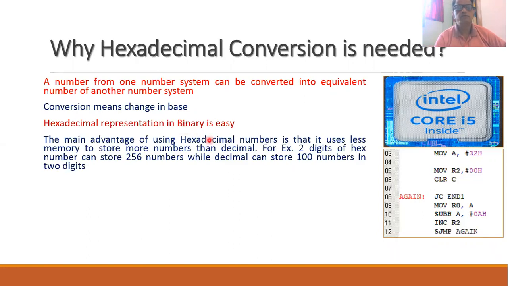Another advantage of using hexadecimal numbers is that they use less memory to store more numbers than decimal. For example, when we use 2 digits of a hexadecimal number, it can store 256 numbers, while 2 digits of a decimal number can store only 100 numbers.